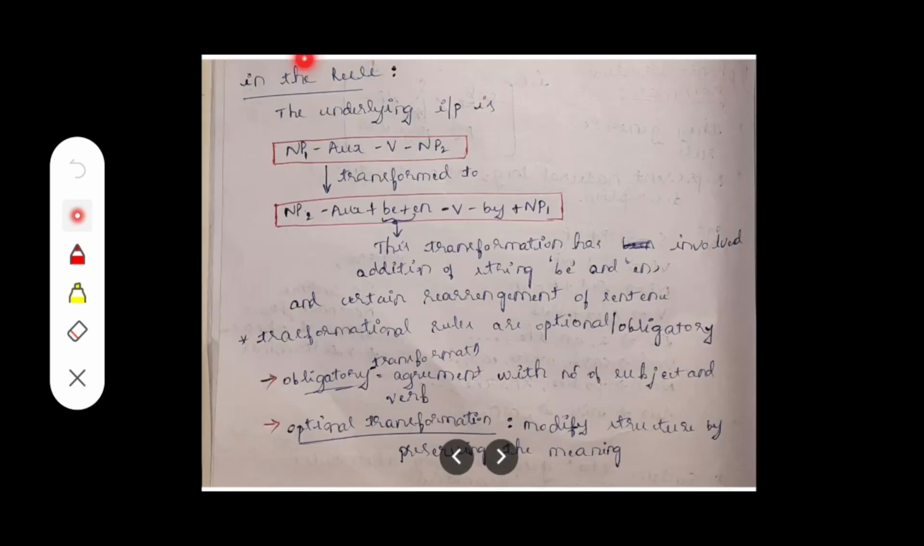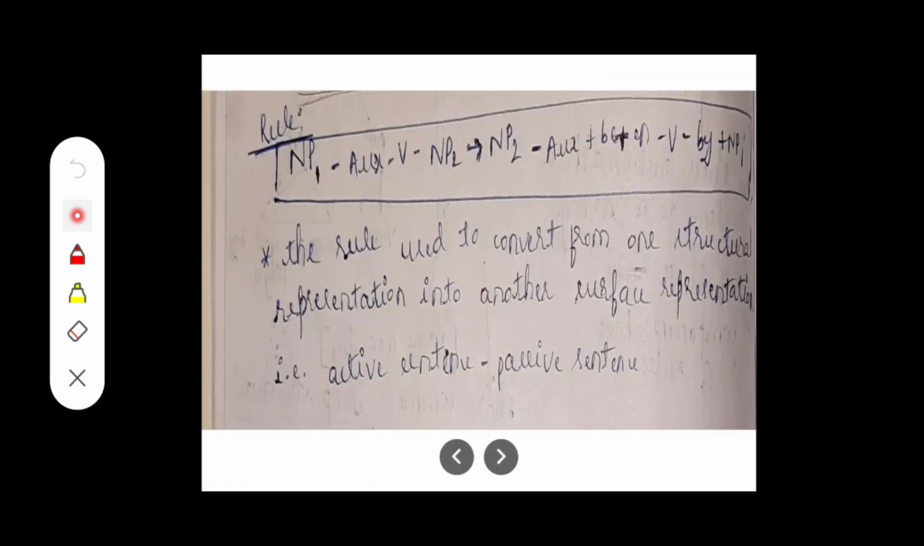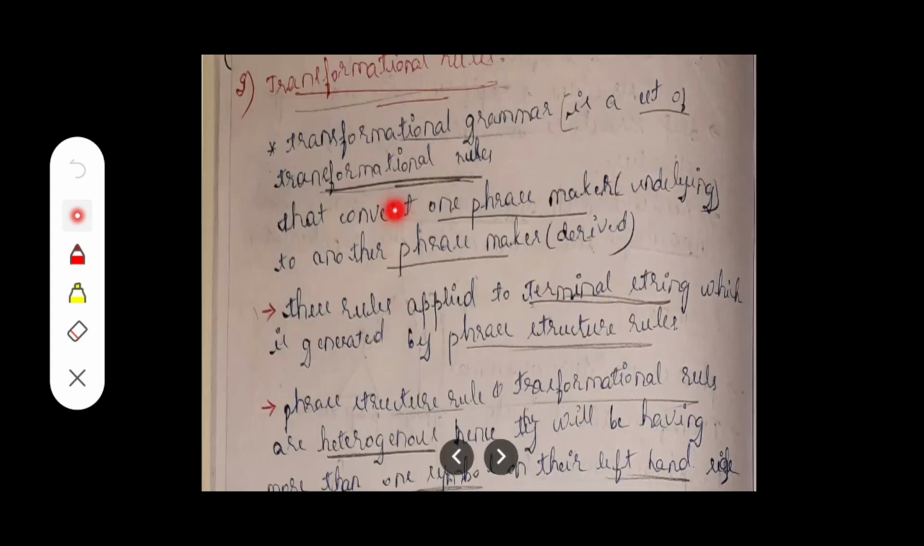So consider the rule. What we have in the left hand side is np1, auxiliary verb, verb and noun phrase. This is one form of surface representation, right? This is known as underlying. I have explained this here. See, convert one phrase maker to another phrase maker. Here the one phrase maker is nothing but underlying, and another phrase maker is nothing but derived.